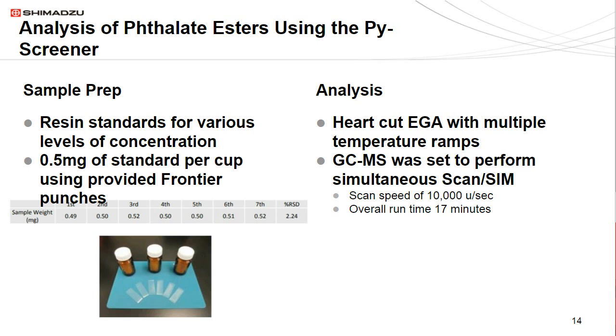These resin standards are ribbon shaped in a uniform thickness. As a result, we can prepare samples by just using 2 punches from Frontier's provided sampling toolkit to give us the exact or near exact value of 0.5 milligrams, as you can see in the table below. As for the analysis, we are doing a simple hard-cut EGA with multiple temperature ramps, and the GCMS was set to perform both simultaneous scan and SIM, giving us an overall runtime just shy of 20 minutes.